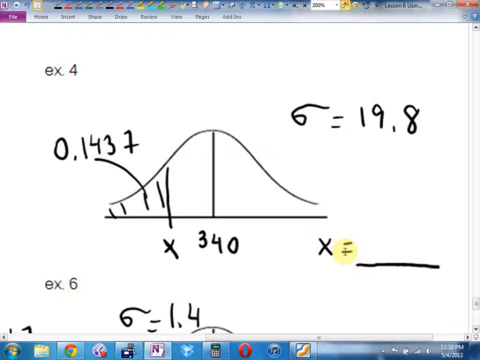What do we get for our X value? By the way, I already know part of the answer. Since it's to the left, it's got to be less than 340. If you get an answer bigger than 340, you probably got the thing pointing in the wrong direction. You're probably going to the right instead of the left or something. What'd you get? 0.9 what? 394? Okay.